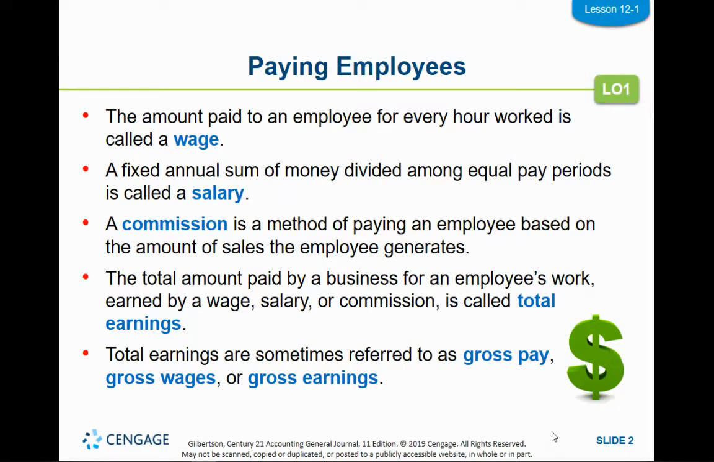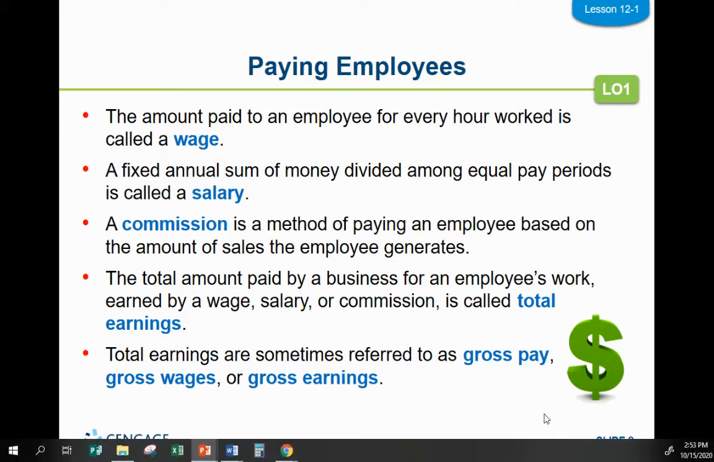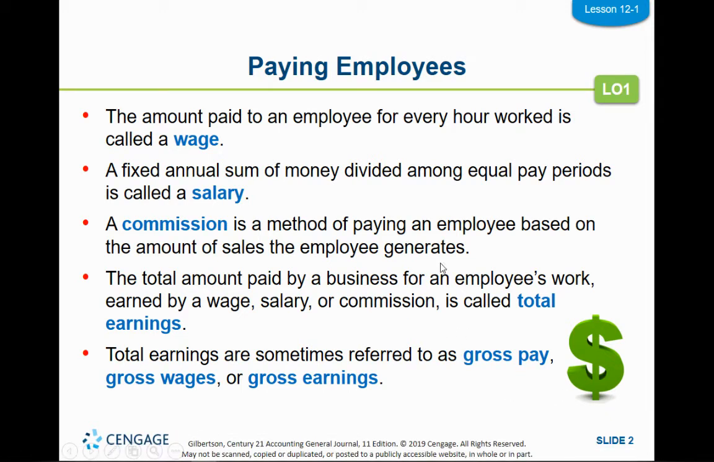And then commission. Commission is where you get paid based on what you sell. Usually it's for sales employees, and so you get a percentage of the sales. An example of that would be car salesmen. When they sell a car, they get a percentage of the cost of what they sold that car for. That adds to their salary or their wage that they're earning. And then the other vocab words that are on here, you can look over and read the definitions of those. But I wanted to point out those three because they're pretty important.